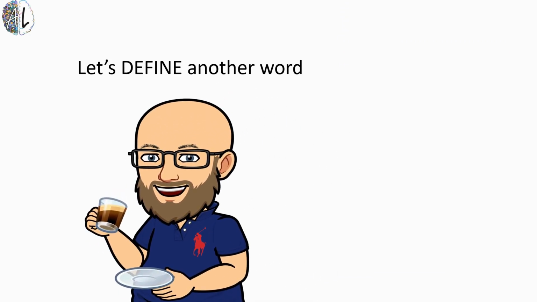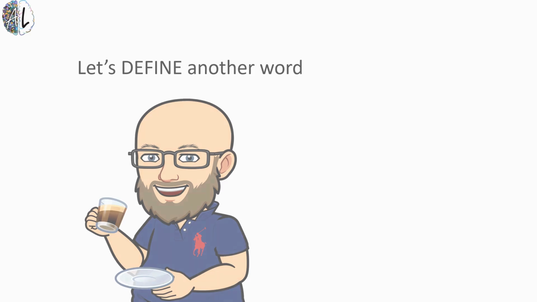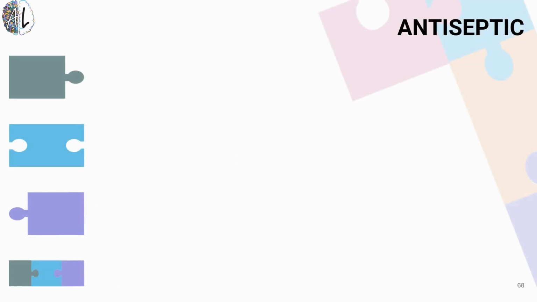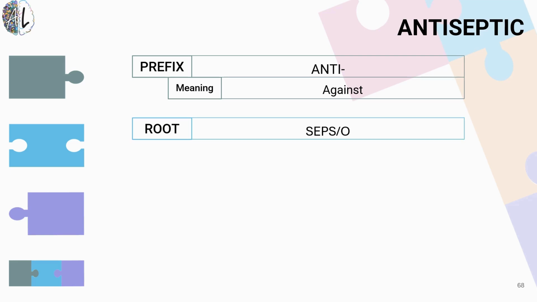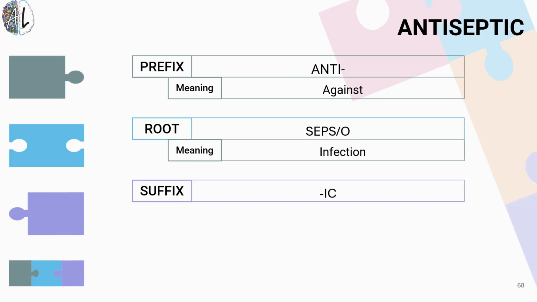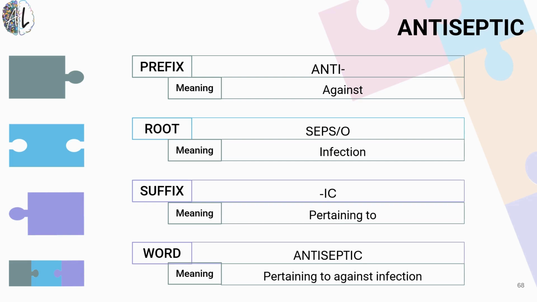Let's try another term. Antiseptic is the next term. Antiseptic. You may have heard this term before, but let's see if you can break down its exact meaning. All right, the prefix here is anti, which means against. The root term is sepso or septo. Either one would mean the same thing, which refers to an infection. And our suffix ic refers to pertaining to. So an antiseptic is something that works against infections, or it's an agent that helps to reduce infections.